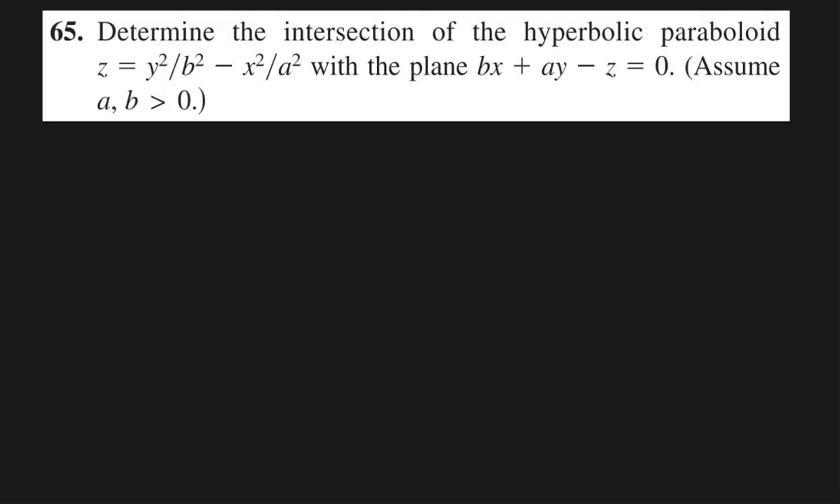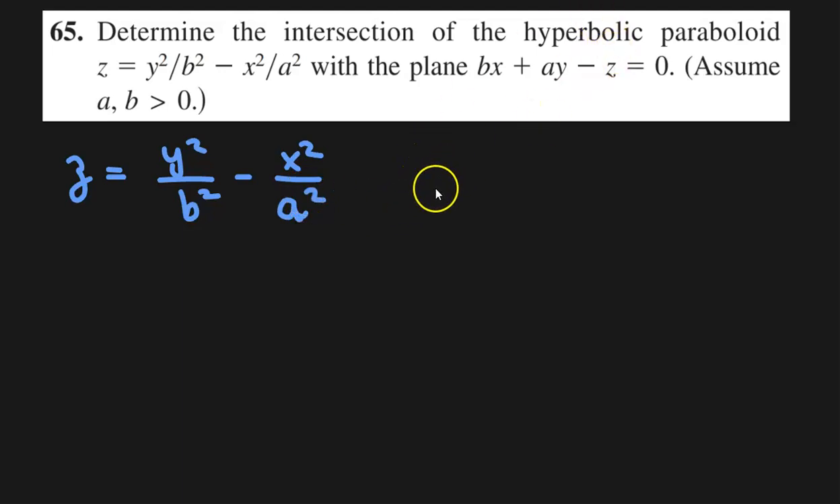The first thing that you might notice is that we've got z to the first power, to the first degree, and then same thing over here. So let's just equate the z's, right? On the left hand side we have z is equal to y squared over b squared minus x squared over a squared. And then on the right hand side we have bx plus ay is equal to z, right? That's an equivalent way of writing it. So z is equal to bx plus ay.